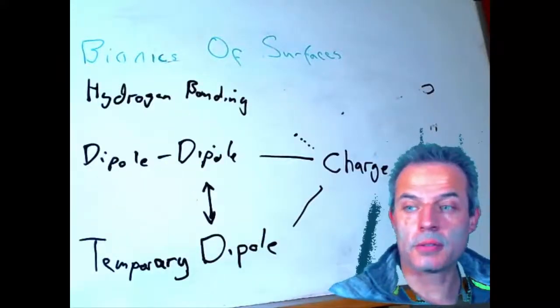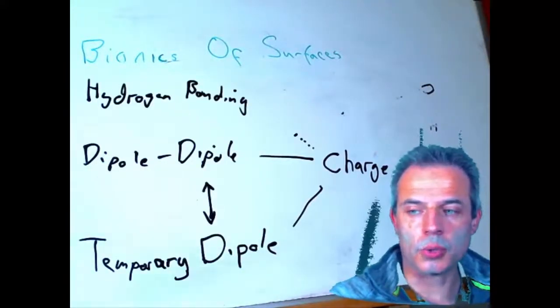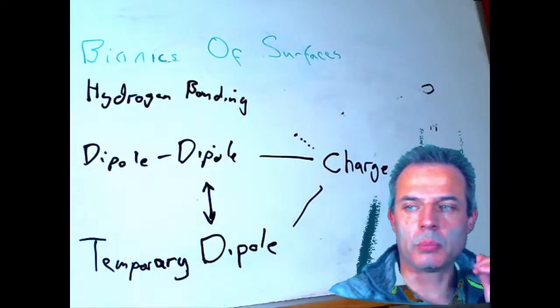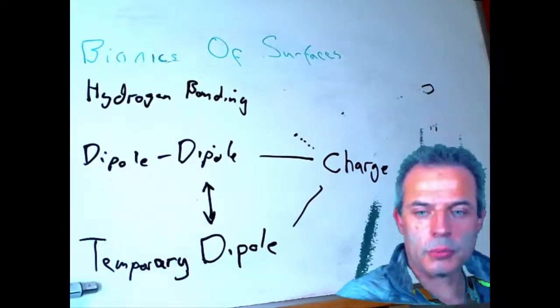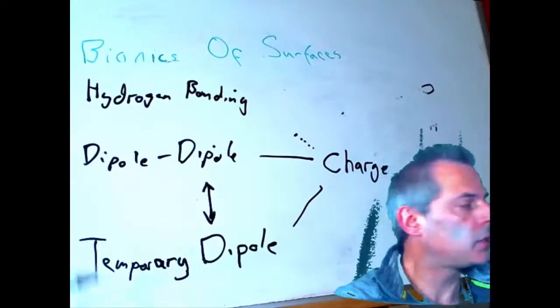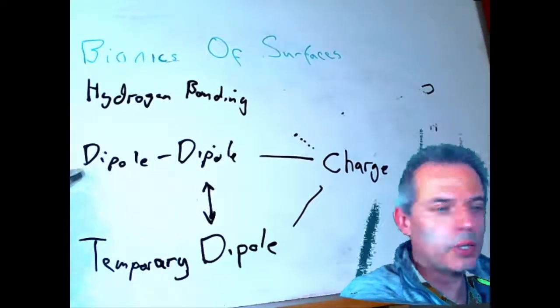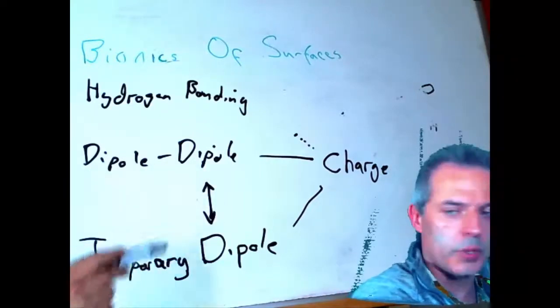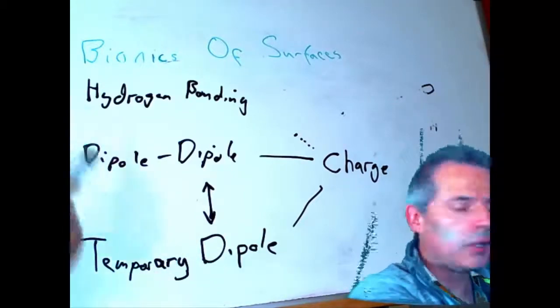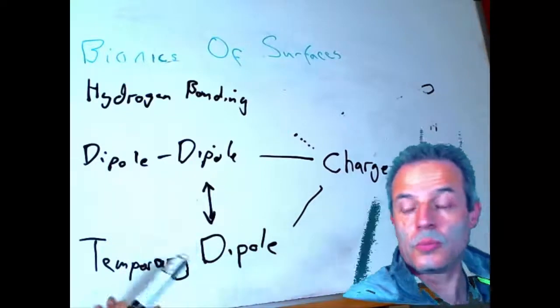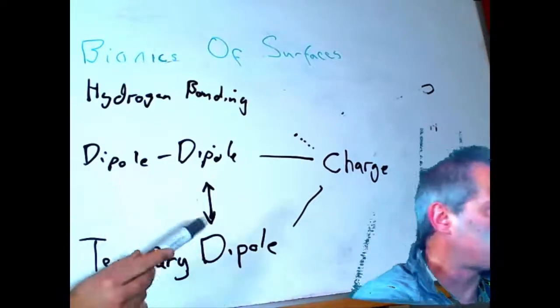So now we have several types of bonding, intermolecular, meaning between different molecules. We can have our temporary dipoles, which are the weakest ones. We can have a dipole with a dipole. We can have a dipole with a temporary dipole. We can have hydrogen bonding, and then over here, for a reason that will become apparent in a moment, we have a charge.